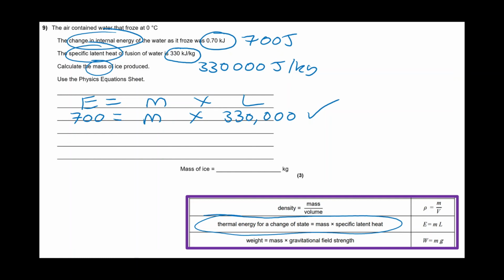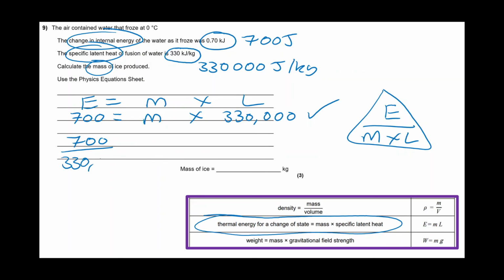Next, we're going to rearrange this. Again, you can use an equation triangle if you want to. So to find m will be E over L. I'm going to use inverse operations because it's good practice. So we've got 700 equals mass times 330,000, so we need to divide both sides by 330,000, and that is going to give us mass.